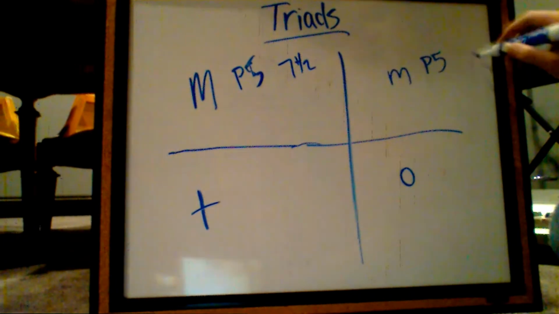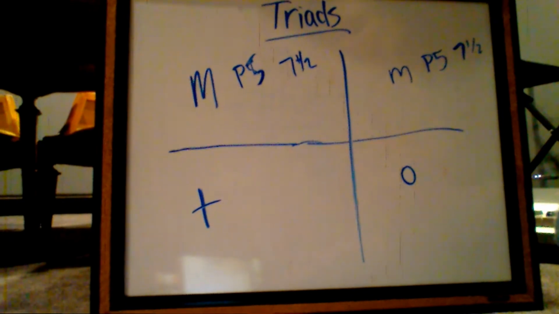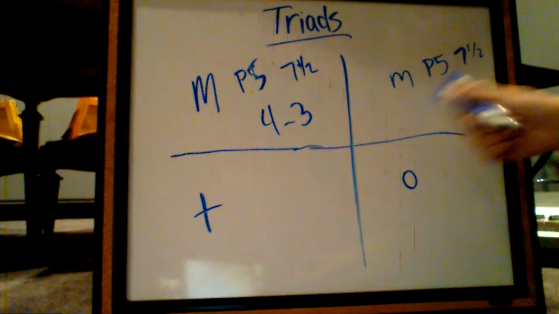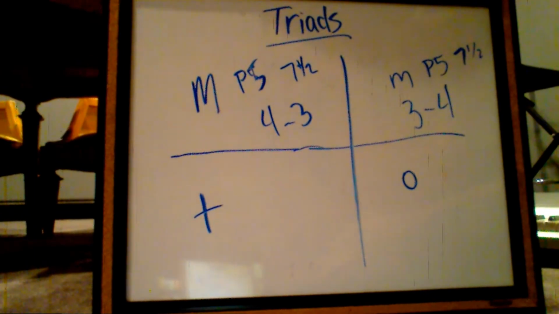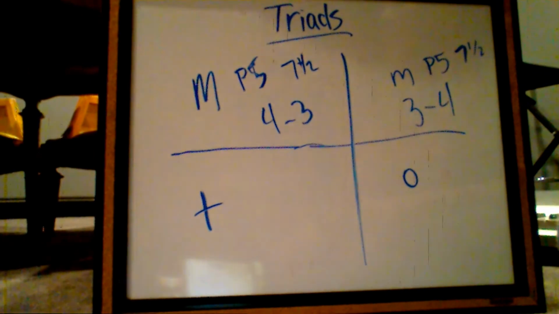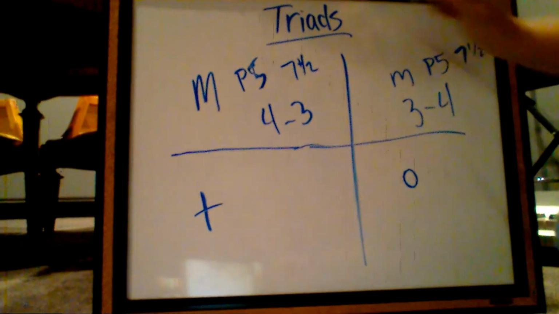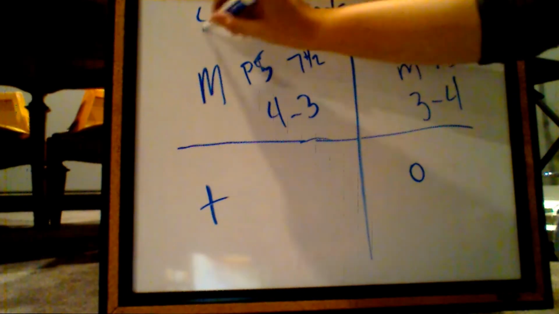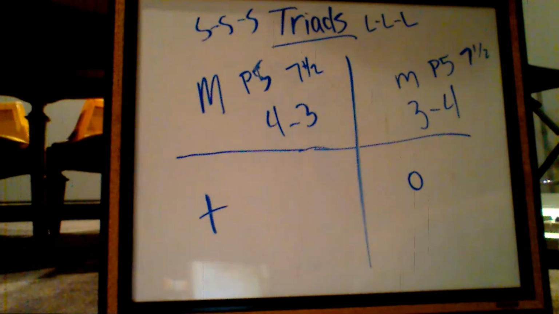And for major, we go 4 half steps to 3 half steps. And for minor, we go 3 half steps to 4 half steps. Remember, we always write it out as our 3 notes, either line, line, line, or space, space, space, and then add in our accidentals afterward. Always has to be like that, no exceptions.